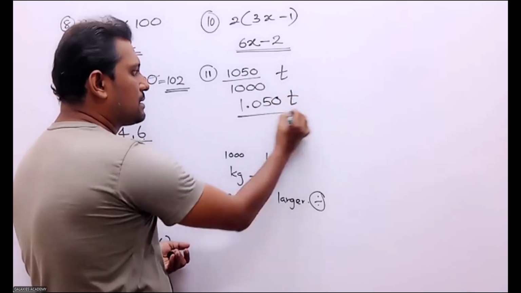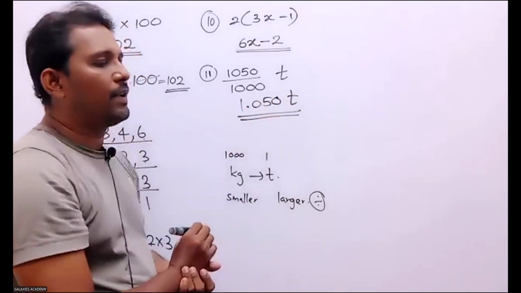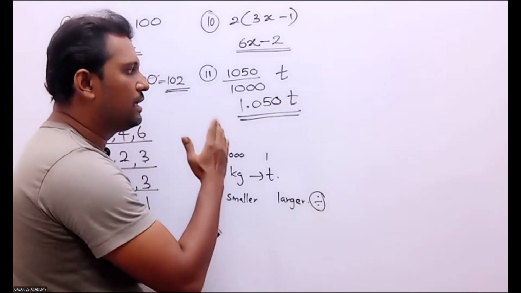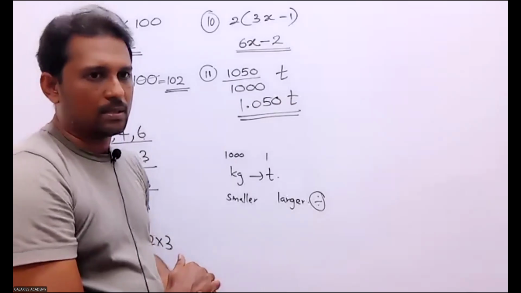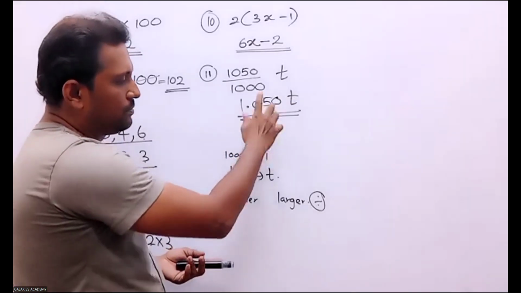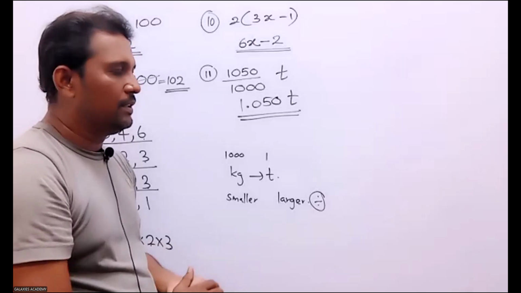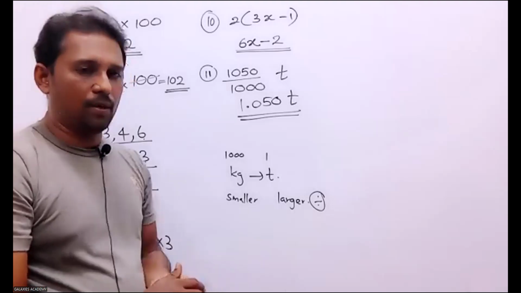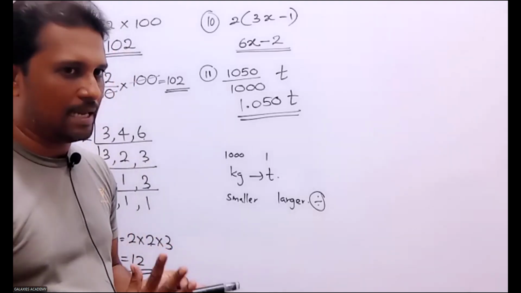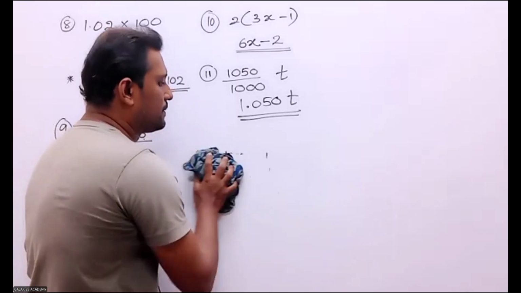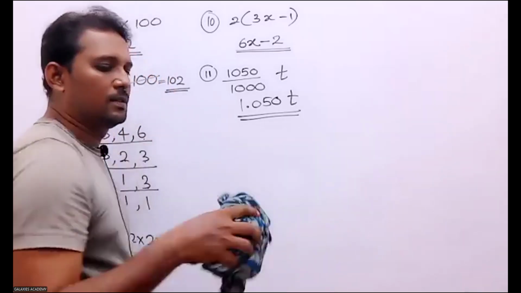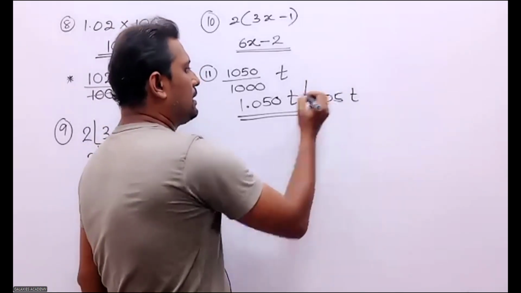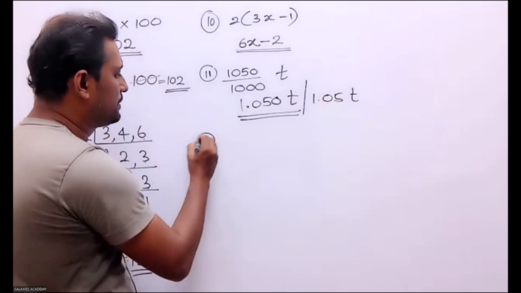So what is the answer? 1.050 metric tons. If you want, you can write 1.05 metric tons. If you want, you can write the 0, or you do not need to write down the 0. Both answers are correct, same answer.